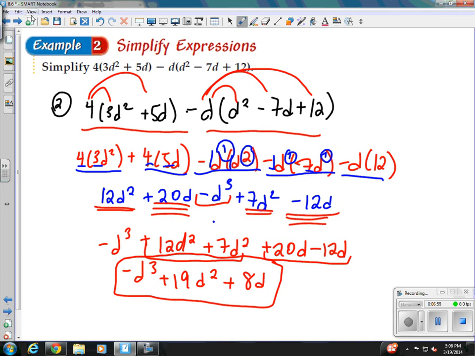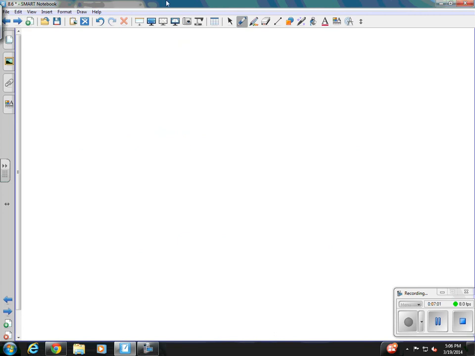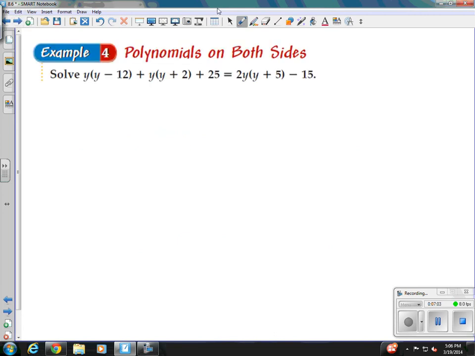Now, our next example, oh, where'd he go? There he is.